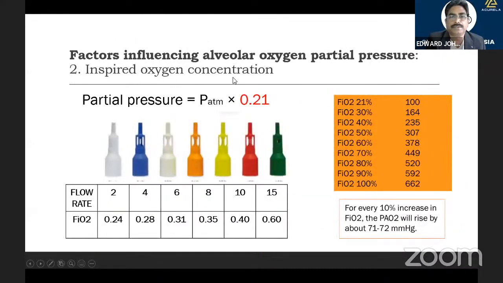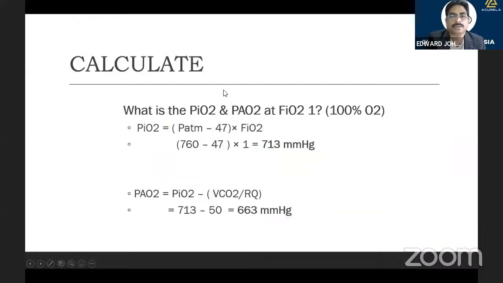The second factor is the inspired oxygen concentration. Suppose you increase the inspired oxygen concentration. See here, if the inspired oxygen concentration is 21%, the alveolar oxygen partial pressure is around 100. If you increase it to 100%, it comes to around 663 mm of mercury, the partial pressure of oxygen in the alveoli. So for every 10% increase in the FiO2, the alveolar partial pressure of oxygen will rise about 71 to 72 mm of mercury. Suppose the FiO2 is 1, that is 100%. The inspired oxygen pressure will be 713, and the alveolar oxygen pressure will be 713 minus 50, which comes to around 663 mm of mercury.